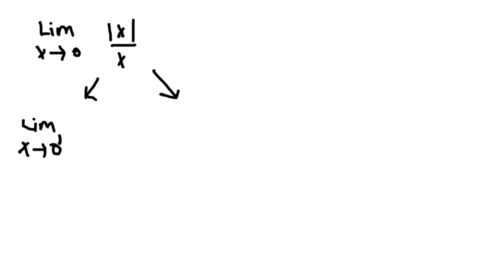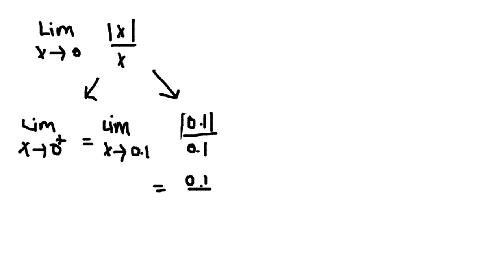We can go from the right side or the left side. The right side first. We're just going to approximate this. Let's pick a number that is close to 0 but on the positive side of the number line. So this is going to be 0.1. The absolute value of 0.1 is 0.1, divided by 0.1. 0.1 divided by 0.1 is just 1.